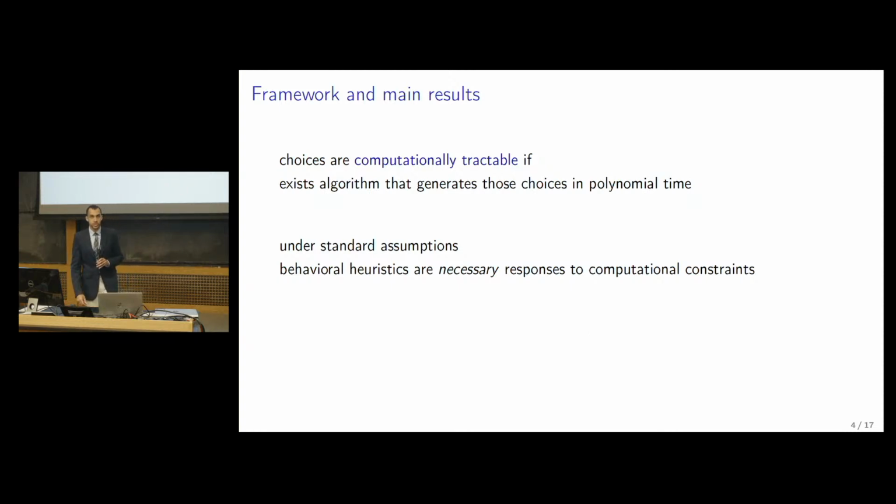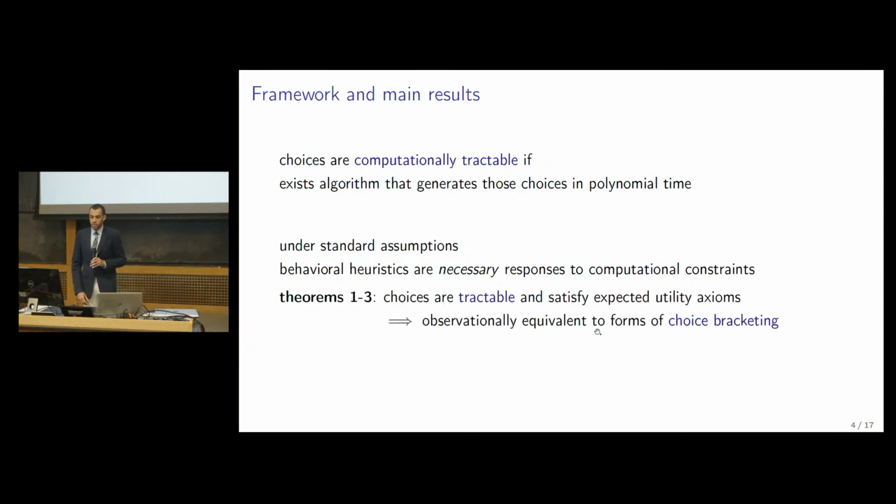My first set of results are going to show that under standard assumptions, behavioral heuristics are indeed necessary responses to computational constraints. More precisely, my first three theorems, I'll only show the first one, will establish that if choices are computationally tractable and satisfy the expected utility axioms, then they are observationally equivalent to forms of choice bracketing. So we began with a pretty general economic model. We imposed computational tractability, and we showed that, in fact, this heuristic that might appear odd is the only kind of behavior that could exist.